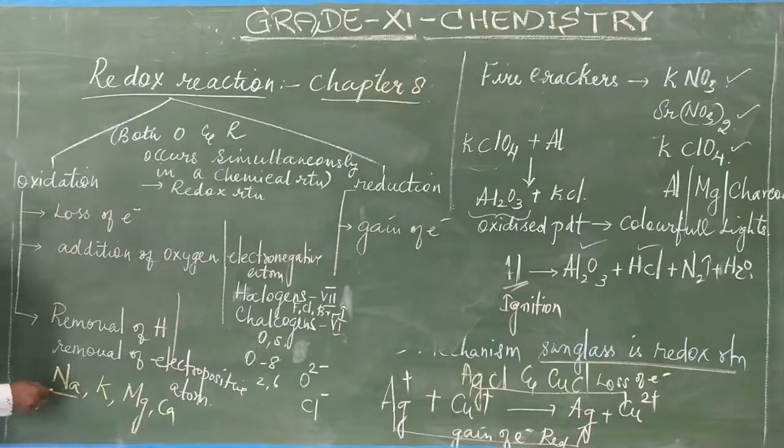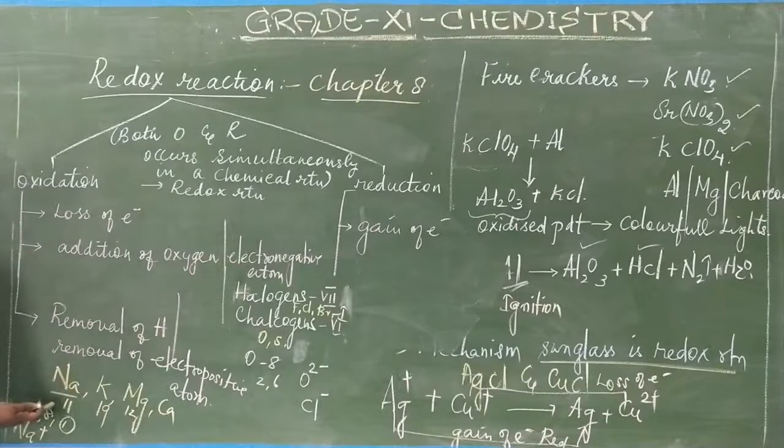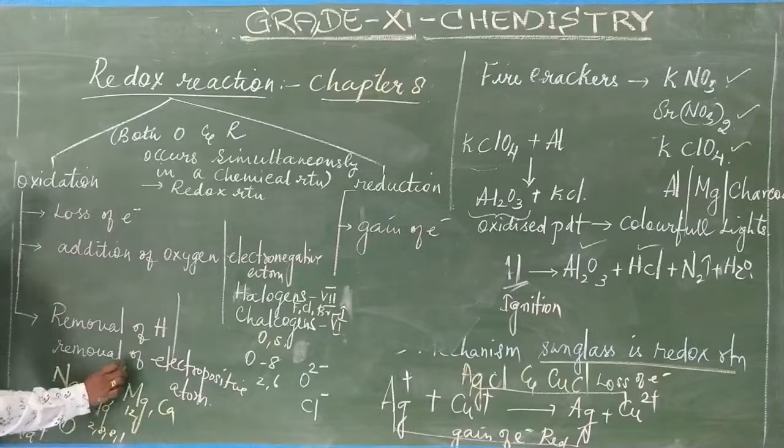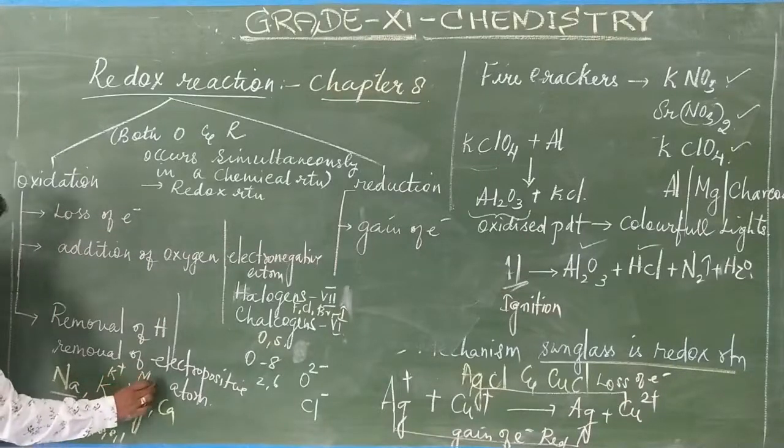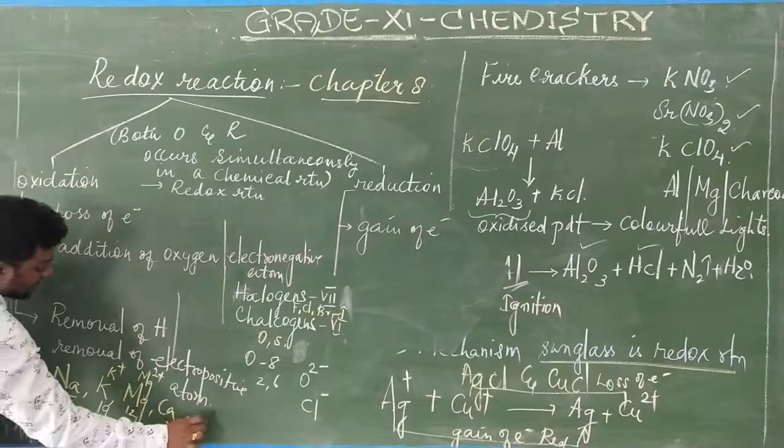Why? Because sodium atomic number is 11, potassium is 19, magnesium is 12. So what happens here? 2, 8, 1. Sodium has one excess electron. So here is a deficient site, electronegative, and here an electron rich site which can donate the electron. Here it becomes 2, 8, 1. So potassium becomes K plus, magnesium 12, Mg2 plus, calcium atomic number 20, so Ca2 plus.